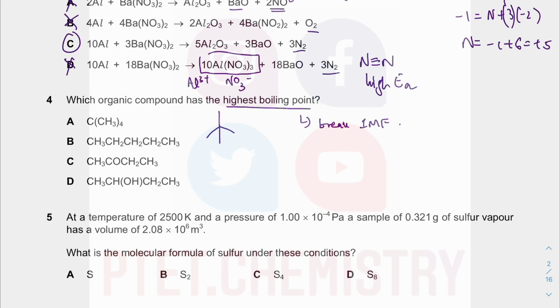So going back to this question, there's option A, and then option B is the straight chain, 1, 2, 3, 4, 5, 1, 2, 3, 4, 5. So these and these are isomers, because they have the same molecular formula. They're both alkanes, but this is a straight chain. So what you can imagine is you can have another straight chain, and these can get close to each other. So the van der Waals forces are stronger because the surface area is bigger.